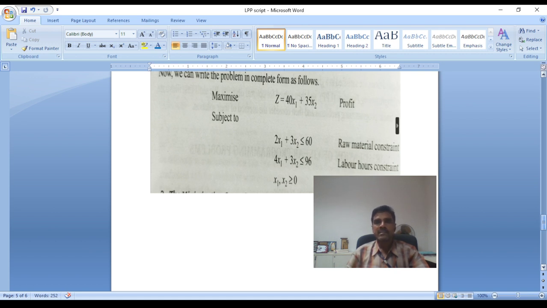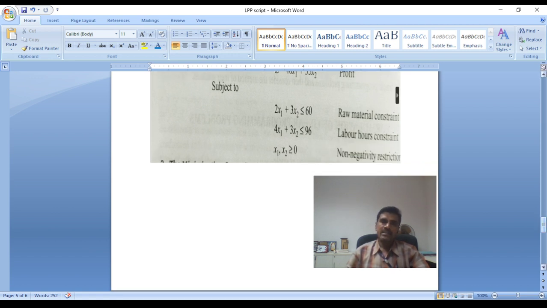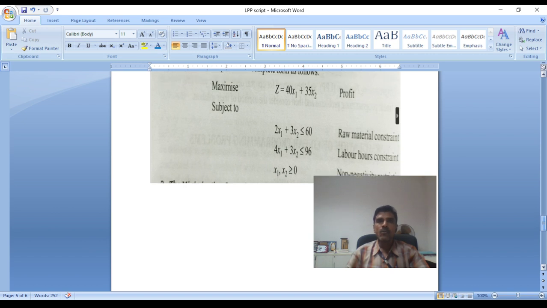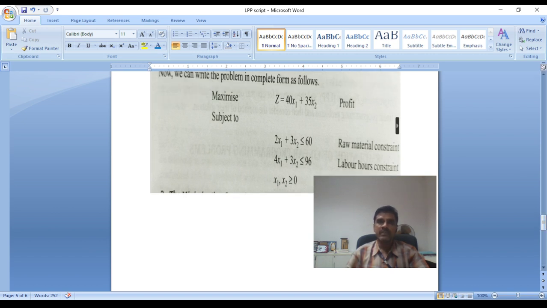So two constraints, one objective function, and the last one is the non-negativity restrictions. Both your x1 and x2 must be greater than or equal to 0, which means no negative values are allowed here. When you decide how many units of x1 you have to produce and how many units of x2, it must be of positive nature. That's why it is given as x1 and x2 greater than or equal to 0.